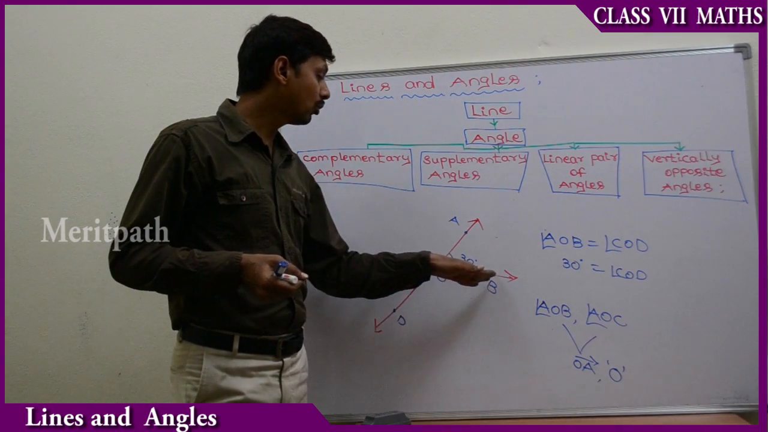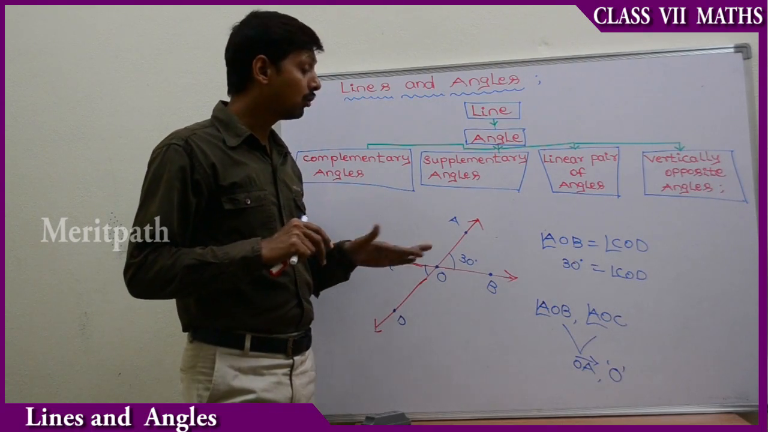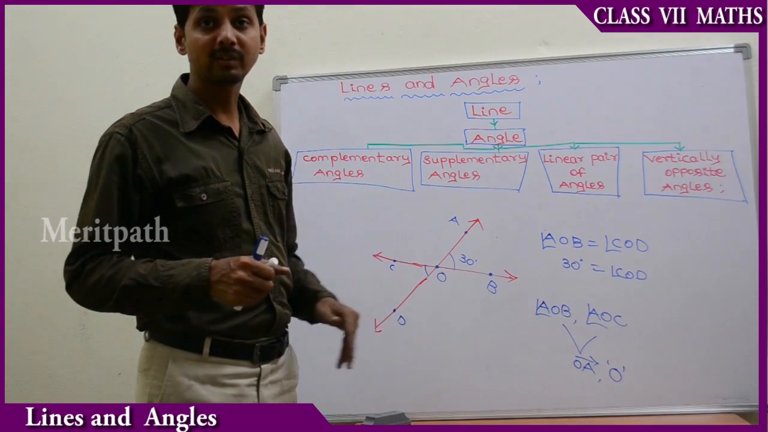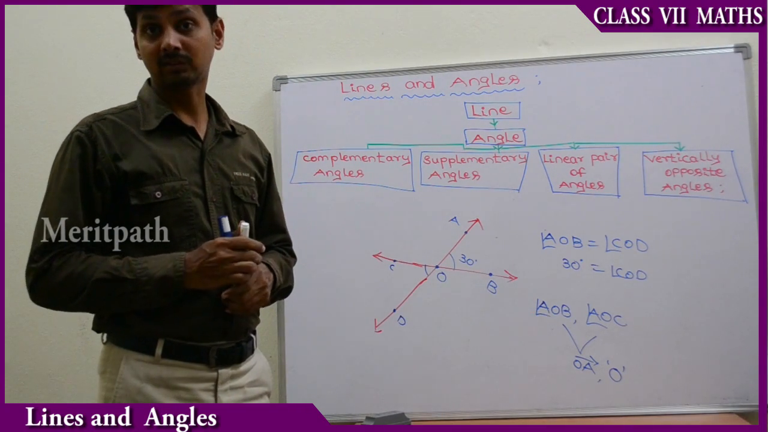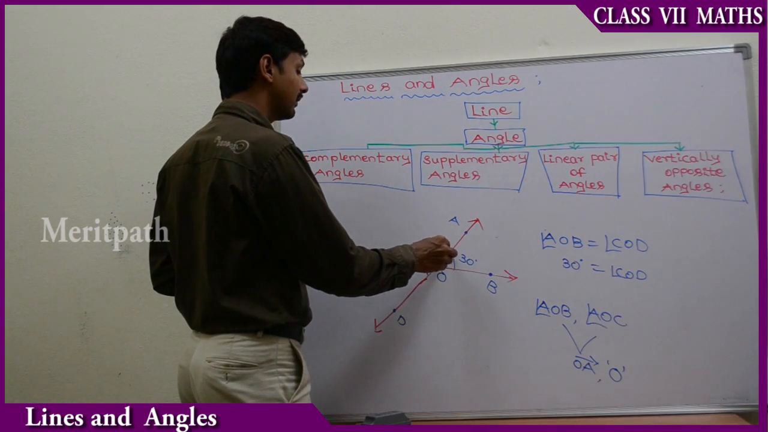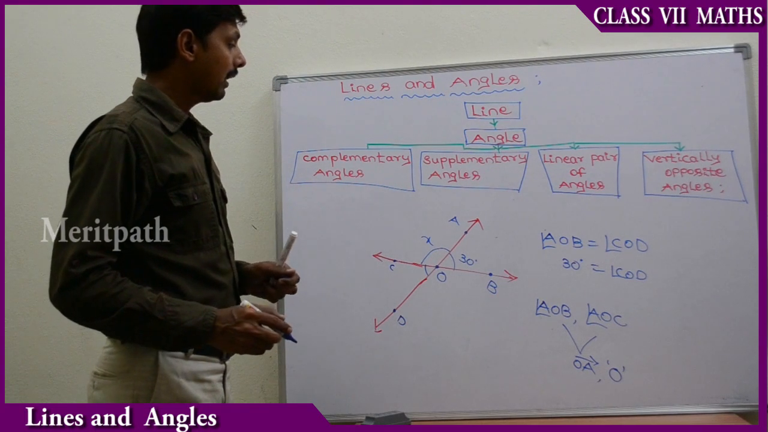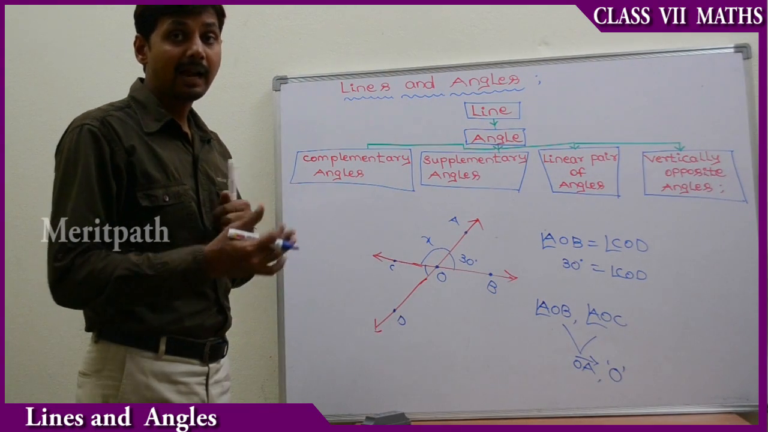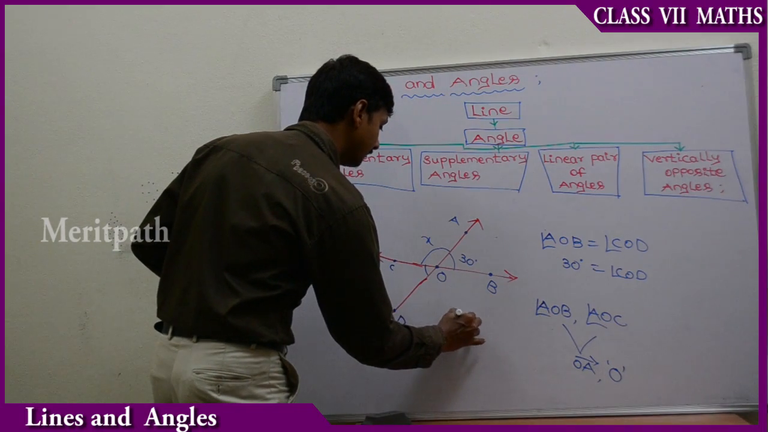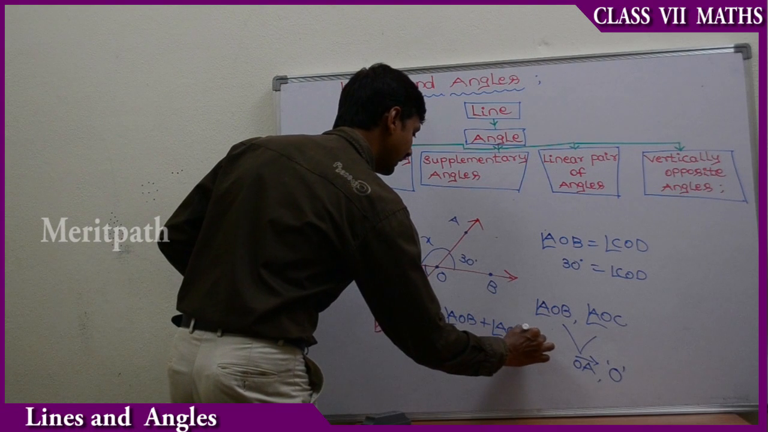COD is a straight line. On a straight line, the two angles formed add up to 180 degrees. This obtuse angle and acute angle form a straight angle. Let's take this one as x, and find x, which is AOC. We know it's a linear pair, so adding these two angles gives 180 degrees. Angle AOB plus angle AOC equals 180 degrees.